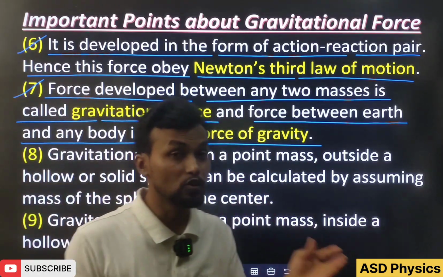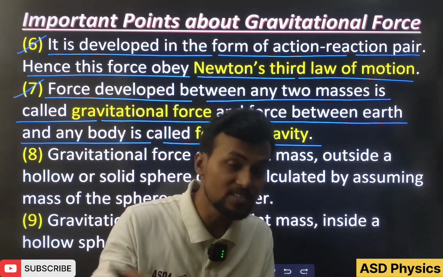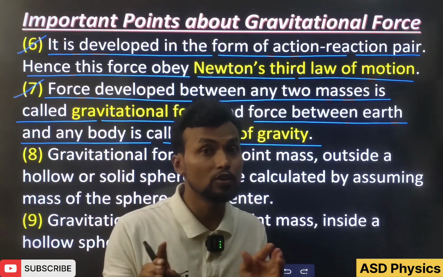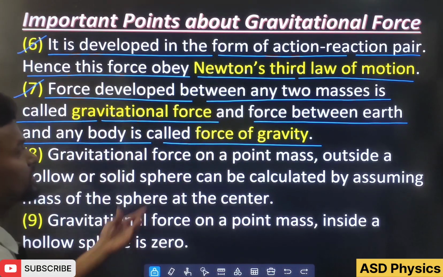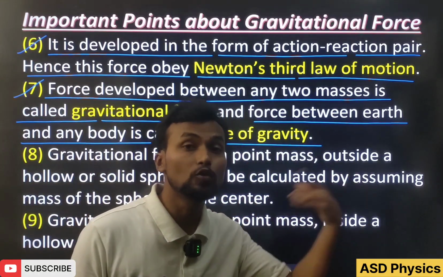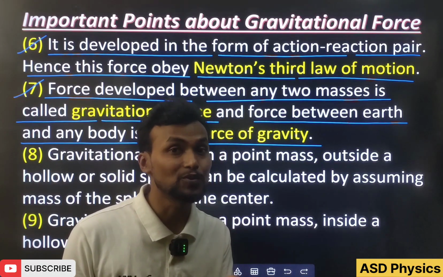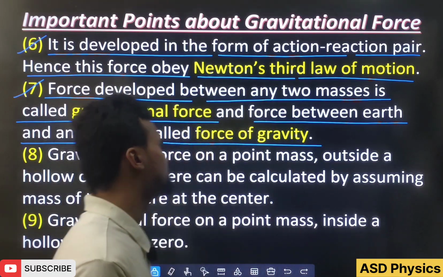Earth or any planet, because a planet is very heavy. So when one heavy planet is there and one point mass is there, at that time we will not call it gravitational force. What will we call it? We will call it force of gravity. From there only the concept of acceleration due to gravity will come. We will see further. Okay.